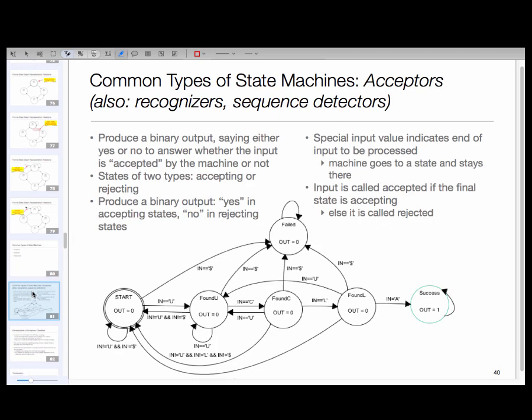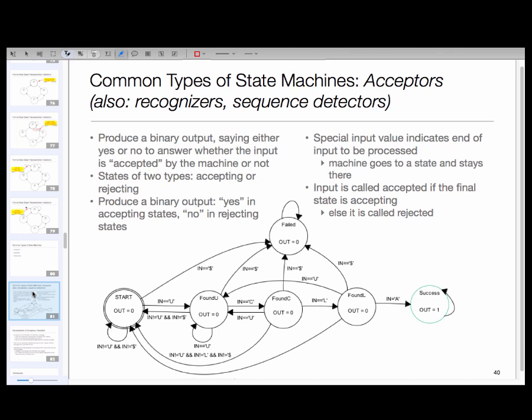Acceptor machines are also called recognizers and sequence detectors, and what they seek to do is get input. Every clock tick, they look at the input, and they are on the lookout for a pattern in it. For example, it could be a state machine observing characters coming in, and every clock tick there is a new character, and it's looking for a particular pattern, maybe the substring UCLA.